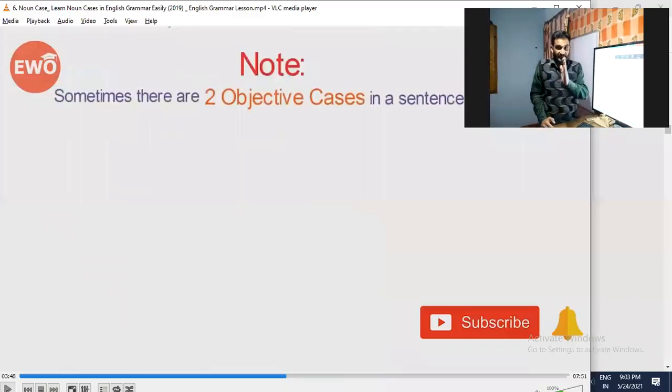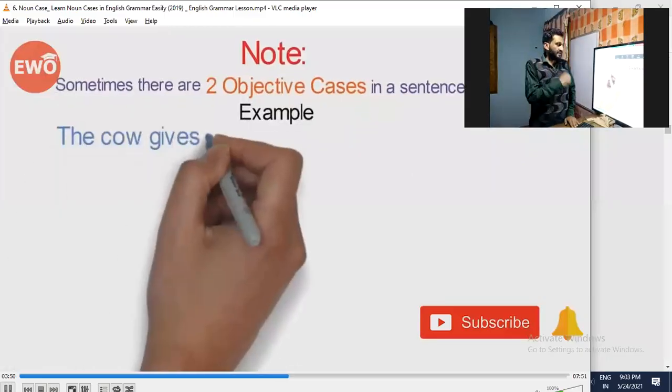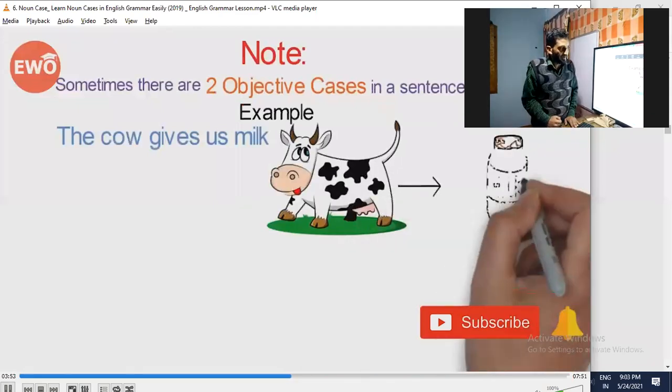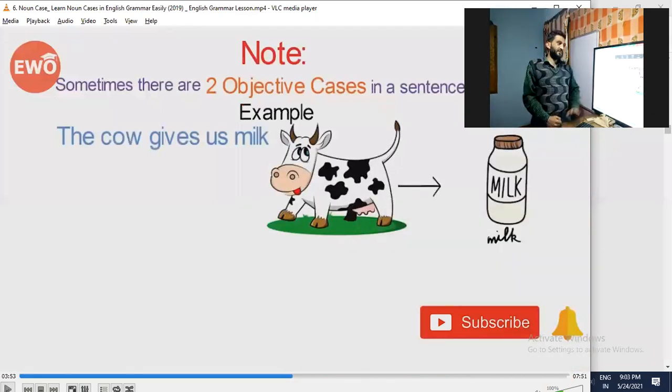This is very important, sometimes there are two objective cases in a sentence, ये आप ध्यान में रखिए। कभी कभी ये जो सेंटेंस में दो ऑब्जेक्टिव भी हो सकते हैं। Example, the cow gives us milk. Okay, the cow gives us milk. This is cow, you can see, and this is milk, that's on your screen, okay.